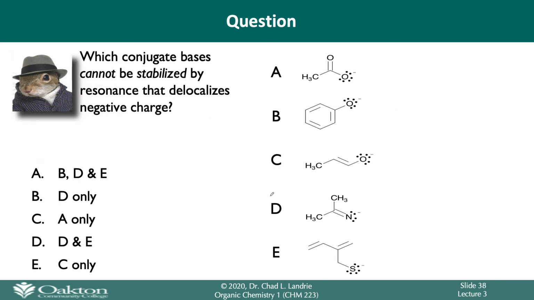In this question, we see 5 conjugate bases of acids. The acids aren't shown, but they're conjugate bases, and the atoms that have lost the hydrogen atom are those with lone pairs and are negatively charged. What this question wants to know is, which of these conjugate bases cannot be stabilized by resonance? In other words, there are no good resonance structures that can be drawn. See if you can figure that out, and we'll come back and work on it together.